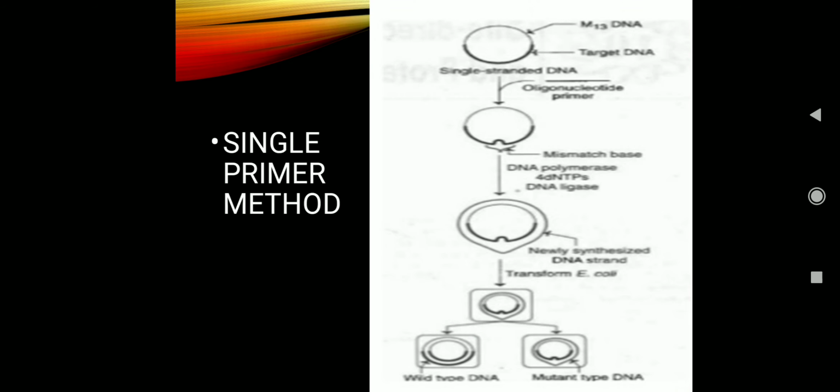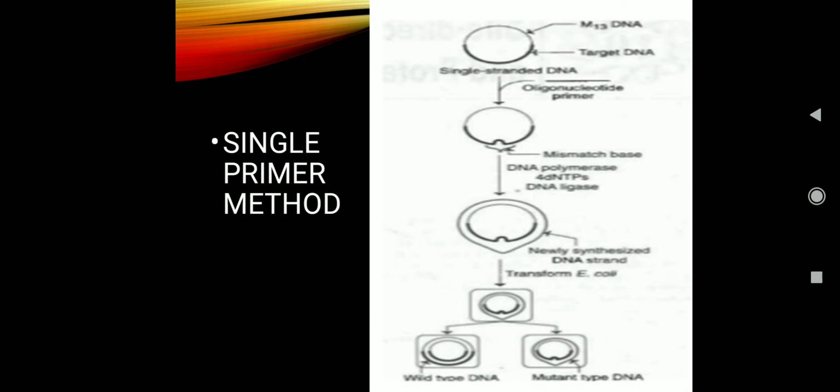So let us move on to the first method, that is single primer method. In this method, M13-Phage DNA is used as a target DNA. Now this is a single stranded DNA molecule. So this is going to be our gene of interest. So in the single stranded DNA molecule, our gene of interest lies. So wherever we have to undergo mutation, that is our gene of interest.